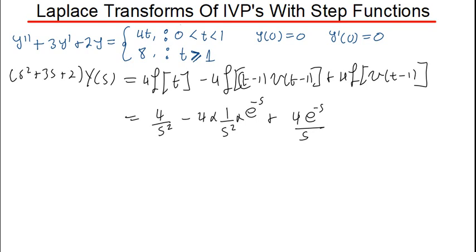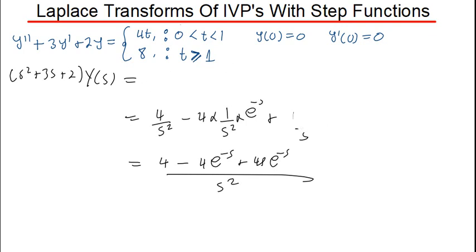Okay, so let's see how this ends up to be. So this is what we have. I can choose to simplify this for myself by writing this, since the common denominator is s squared, as 4 minus 4e to the minus s, plus for this part you're going to have 4s e to the minus s, then everything divided by s squared, and that's what I have.